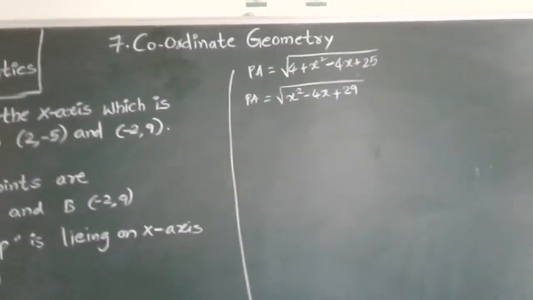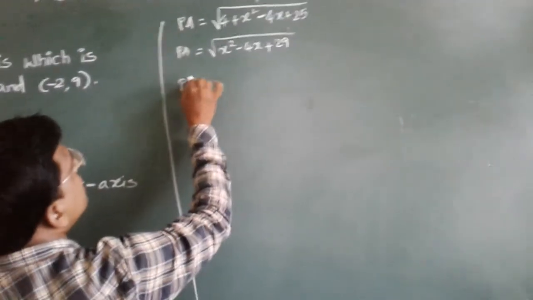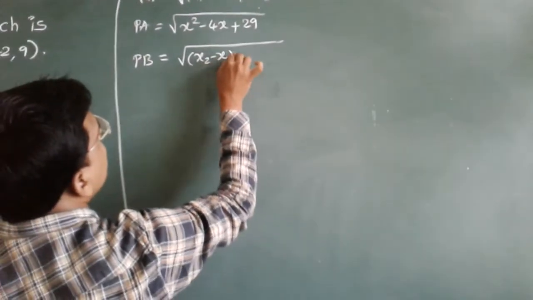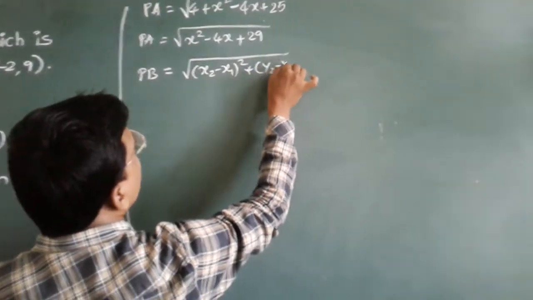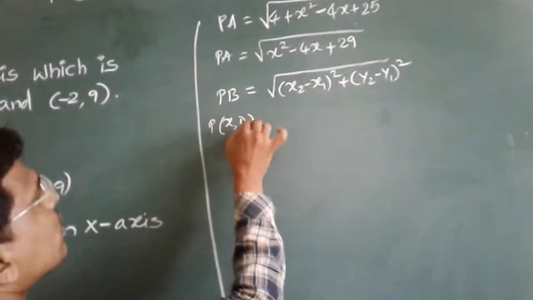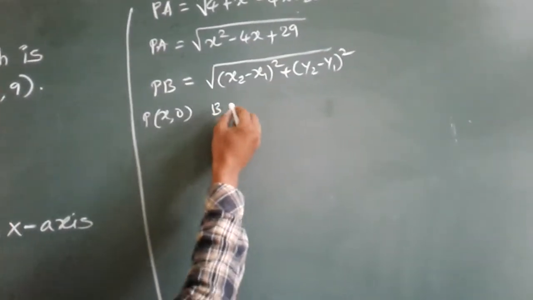In the same way, find PB. The distance PB is equal to, write the formula, x2 minus x1 whole square plus y2 minus y1 whole square. So P (x, 0) and the B point. What is the B point?